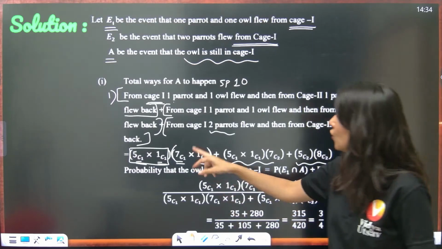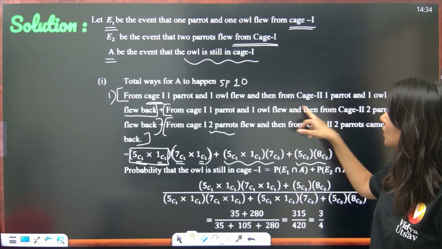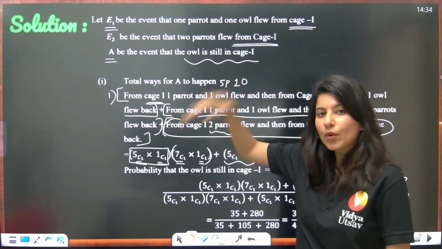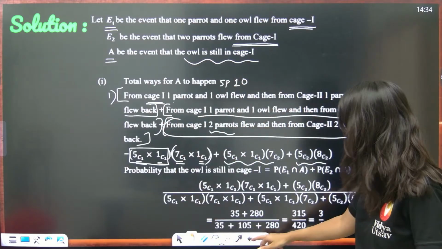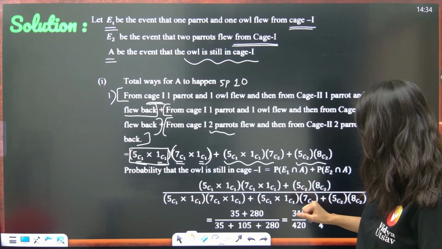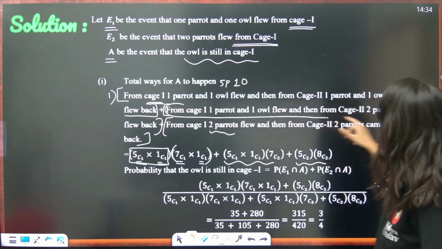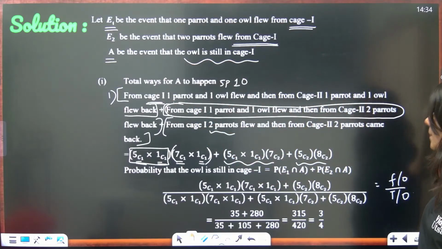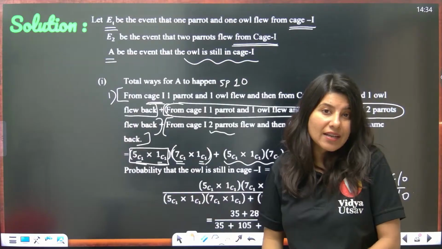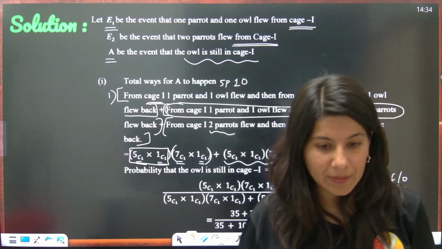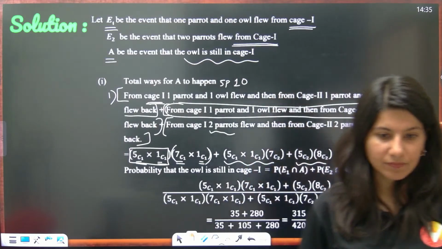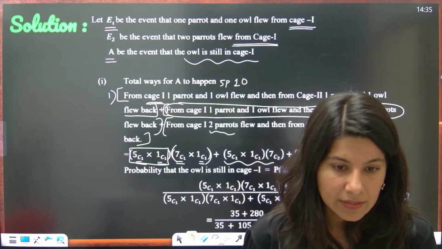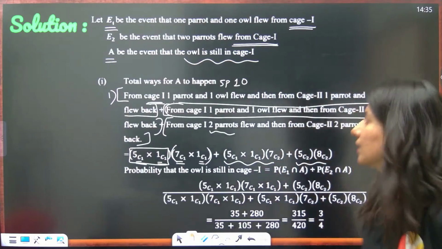So what you don't want? This case you don't want, because 2 parrots are going and coming. Which case you don't want? Hold on. This one, because 1 parrot and 1 owl is going, but the owl is not coming back. So how can it stay in cage number 1? Okay, all right. Perfect.